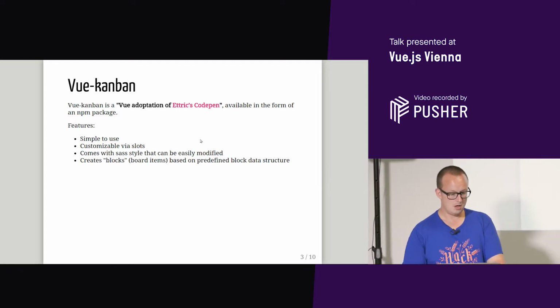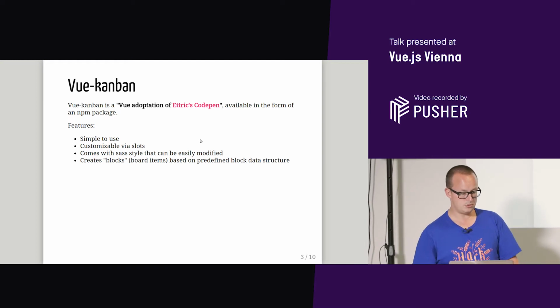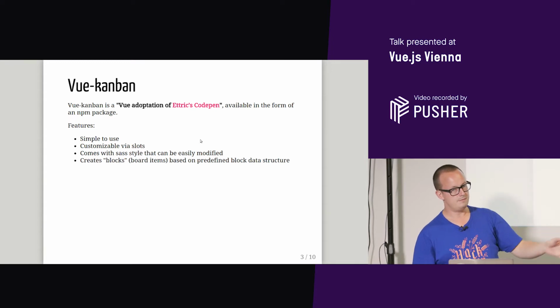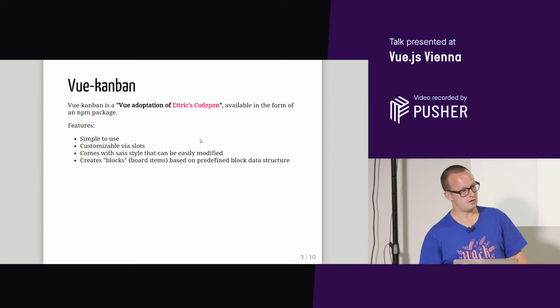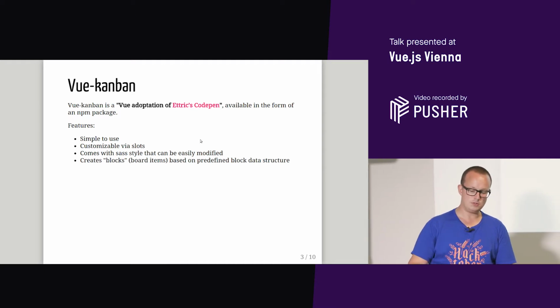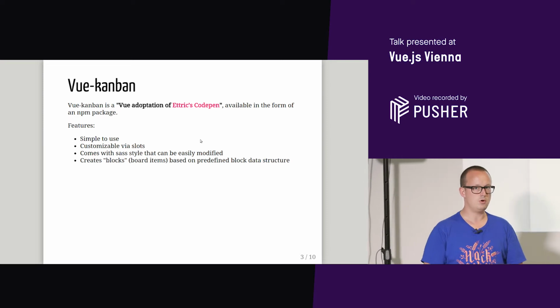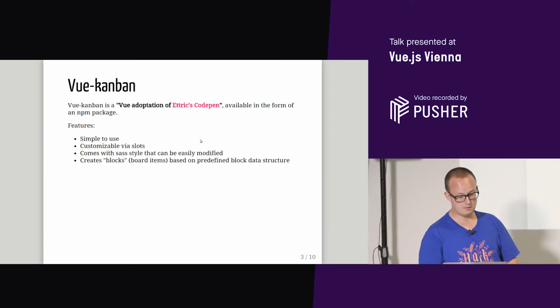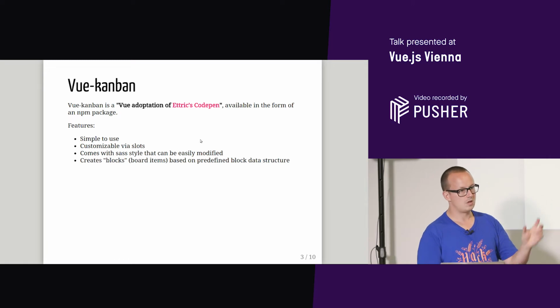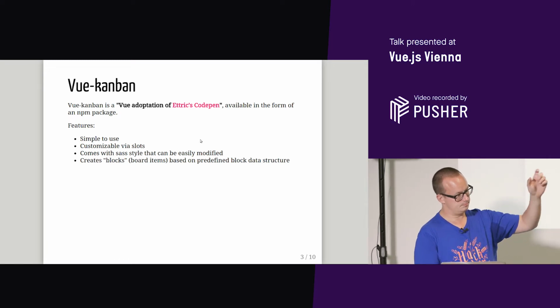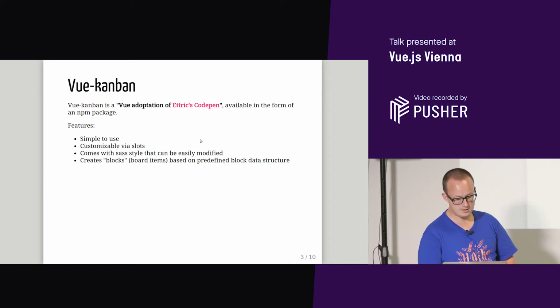There's a link here. Vue-kanban itself is really simple. It just does the job well. It's customizable via slots. So it has a predefined data structure, and based on that data structure, you can have slots for all the different data elements. It comes with a SASS style that you can just import in your project, and you can modify it so you get a feel for the style to work with. The data structure it operates on, it calls blocks. So every block or item on the board is a block, and it's an array of blocks.